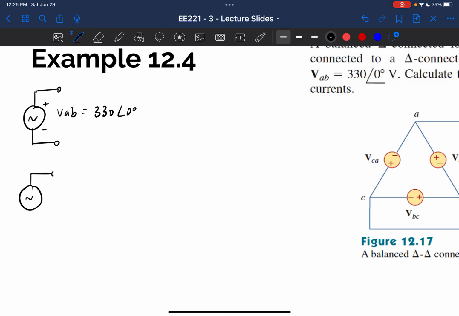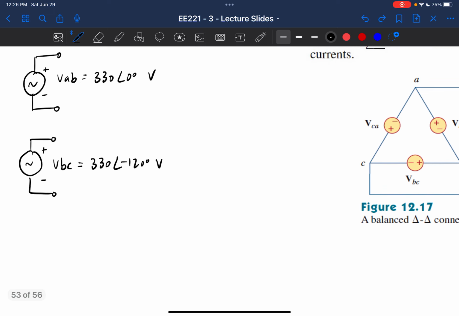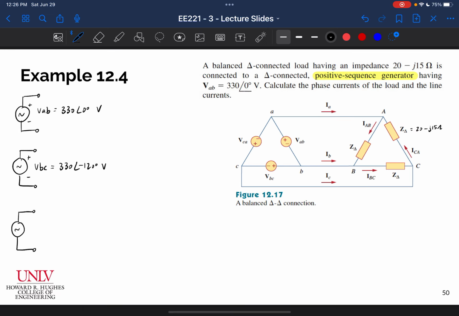We have to take into account the positive sequence, which means that VBC is equal to 330 volts angle minus 120 degrees. If it was the negative sequence, VBC would be the plus 120 signal, and VCA would be the opposite. But this is what the positive sequence means. It's really just a notational thing so that they don't have to write all these voltages on the schematic. That's the only reason why they tell you something like the positive sequence.